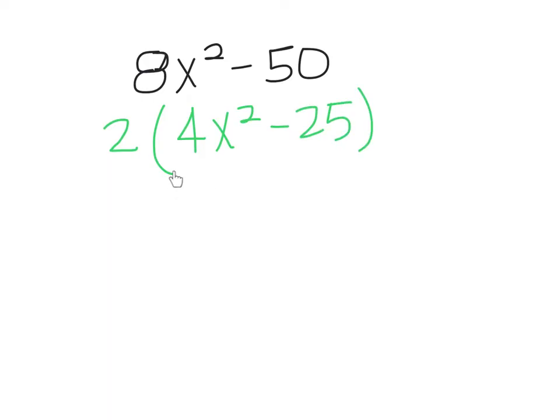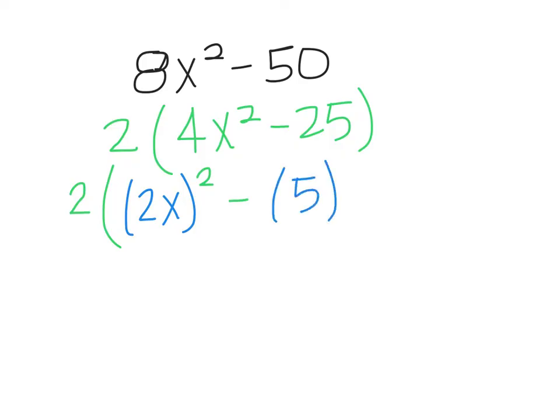Now, if we look at it, 4 is a square of a number, 25 itself is a square of a number, and x is a square of x. So let's go ahead and rewrite this in a little bit different terms. So 2, open parentheses, 2x squared minus 5 squared. Wonderful. So now that we have it broken down like that, and we can see that it is a difference of squares, we can break it down a little bit further.